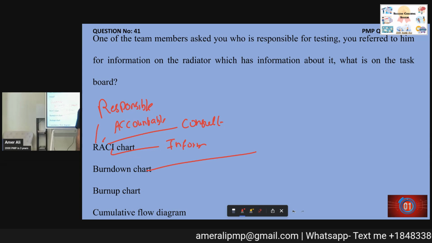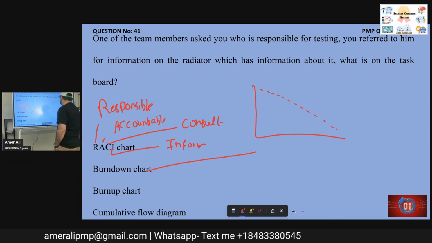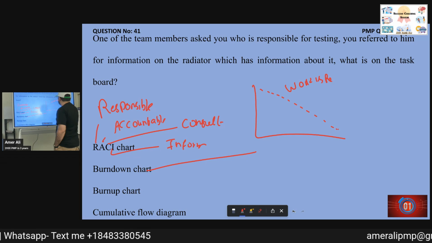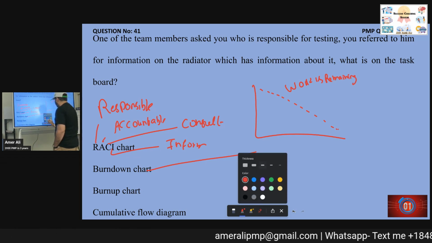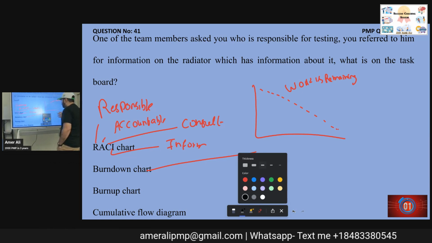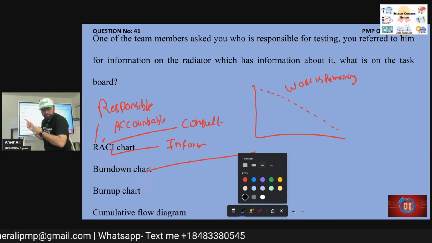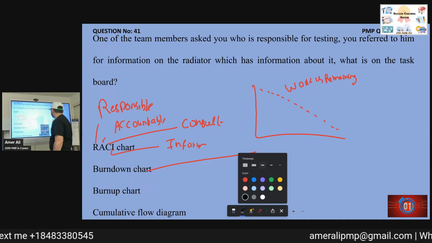Burn down chart shows how much work is remaining. There was a question in one of the simulators which people got confused by. So can I ask you a cross question here? Put yes or no on this question. I would like to know. Okay, so the question was something like that.